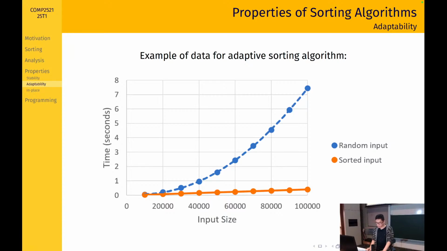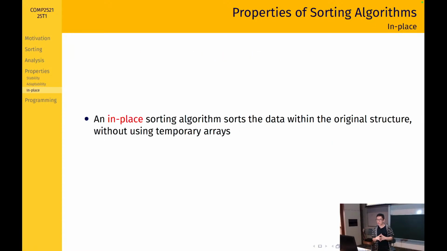Okay, so the last property that we're interested in is in place. What in place means is that the sorting algorithm doesn't store the items in a temporary array. It just sorts the data using the original array by maybe swapping things around or shifting them. So it doesn't store items into a temporary array in order to organize them. It doesn't use temporary arrays. Okay, so these are the three properties.